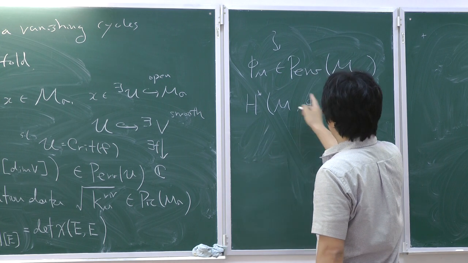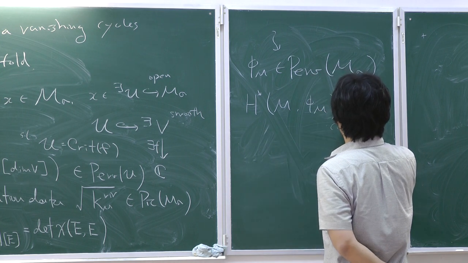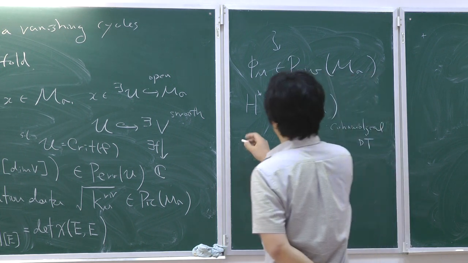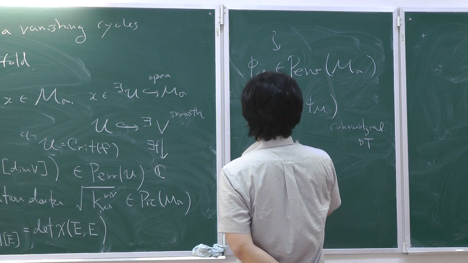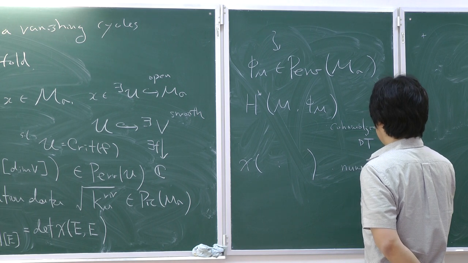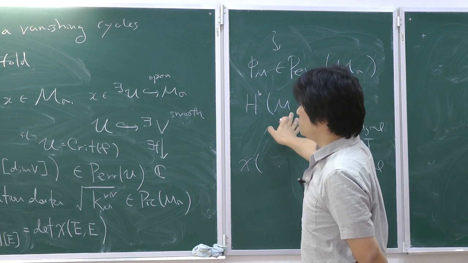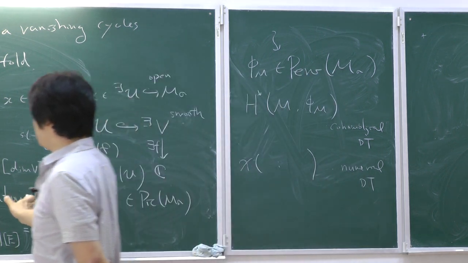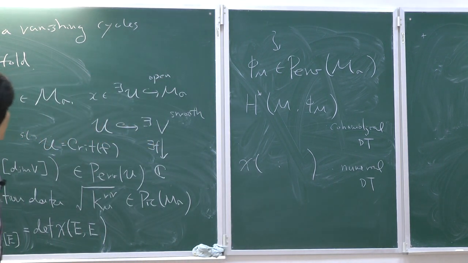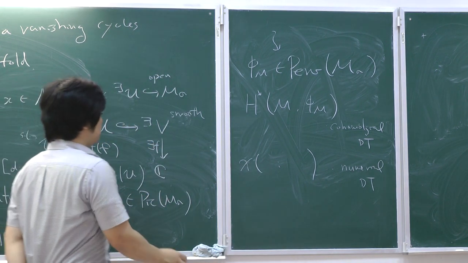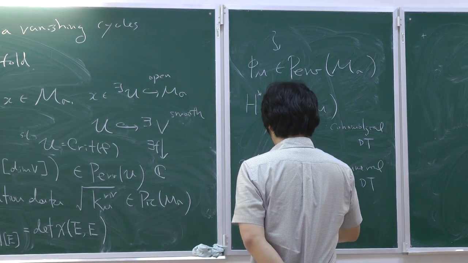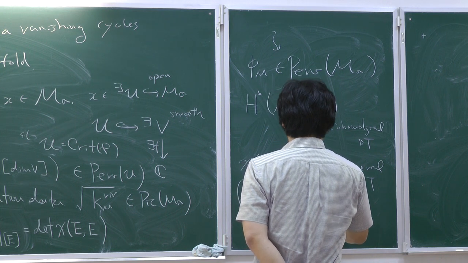This hypercohomology is the cohomological DT. The Euler characteristic of this hypercohomology is the numerical DT invariant. This cohomological DT depends on the choice of orientation data, but the numerical DT invariant does not depend on the choice of orientation. Indeed, if M sigma is compact, this coincides with the usual integration of the virtual fundamental class, as proved by Behrend.